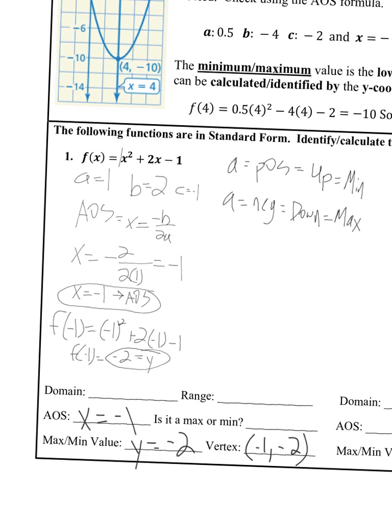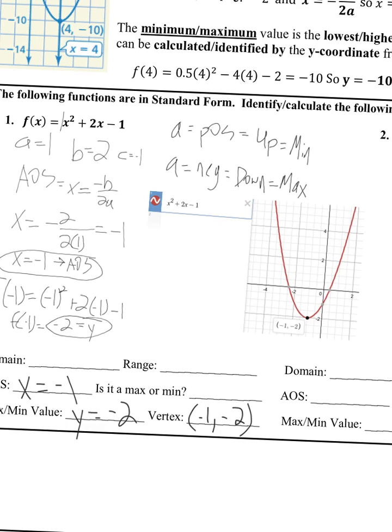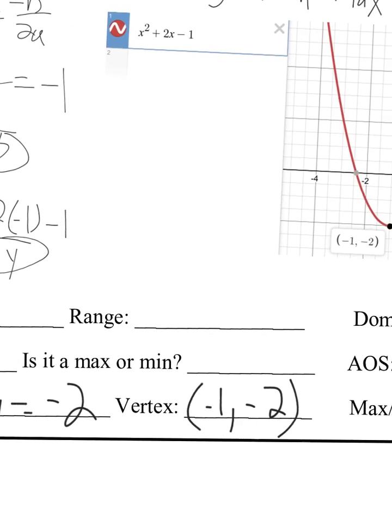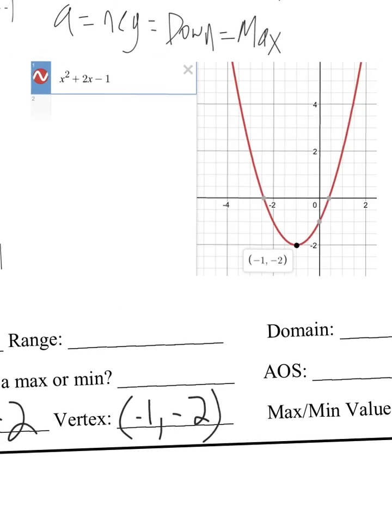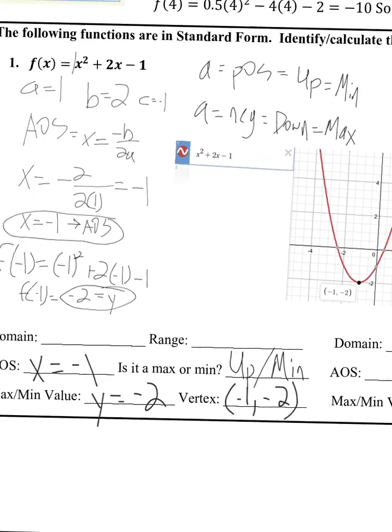So I'm going to go ahead and graph this and show you what I'm talking about. Okay, so here's the graph. You see it opening up. And if it's opening up, you clearly have a minimum because this is the lowest point. So is it a max or a min? I'm just going to write up slash min because if it's opening up, you have a minimum. So I'm just trying to get that in your head. So that's why I wrote down up slash min. I hope that makes sense.